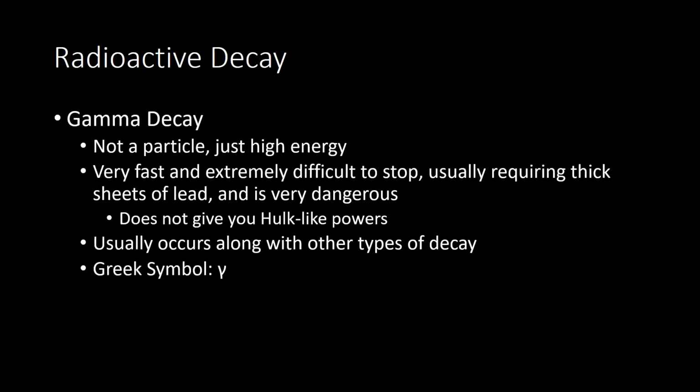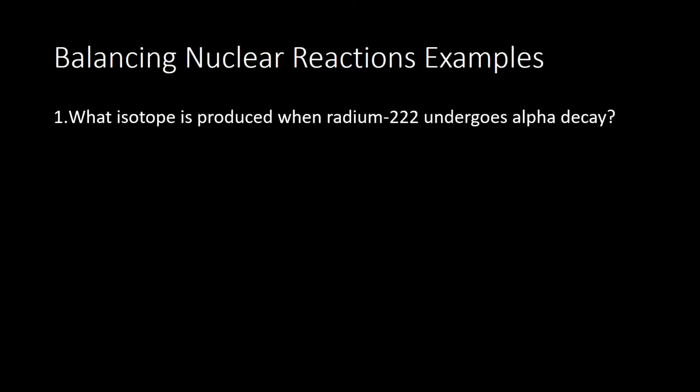The Greek symbol gamma is used for it. And then the atomic, nuclear, isotope symbol is 0/0 gamma. And again, that's because it's just energy. It does not have any other properties. So now let's take a look at some examples of some radioactive decay problems or balancing nuclear reactions.